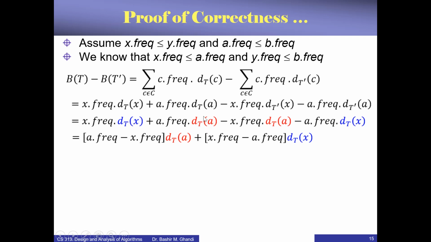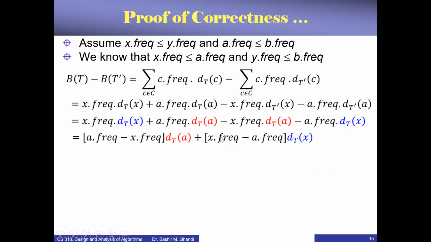Okay, so you can see dT(a) is being factored here, so we are left with a.freq minus x.freq, plus, similarly, if you factor this out here, you'll be left with x.freq minus a.freq. All right, now again, if you look further, these two terms in square brackets are very similar. This is a.freq minus x.freq, whereas this is x.freq minus a.freq. Can we try and make them exactly the same? We can.